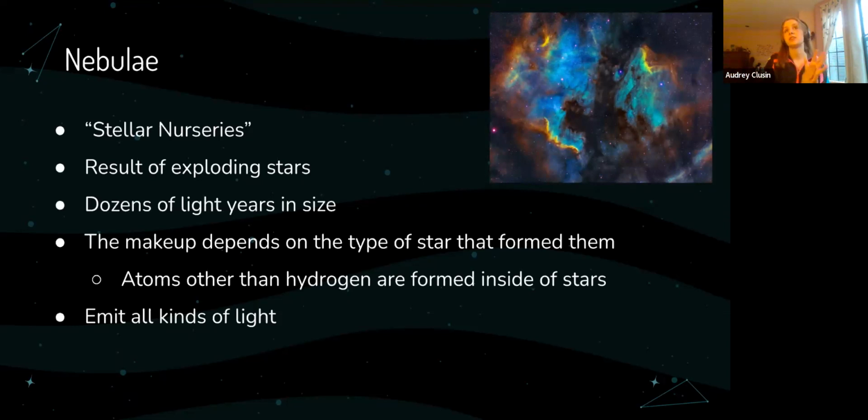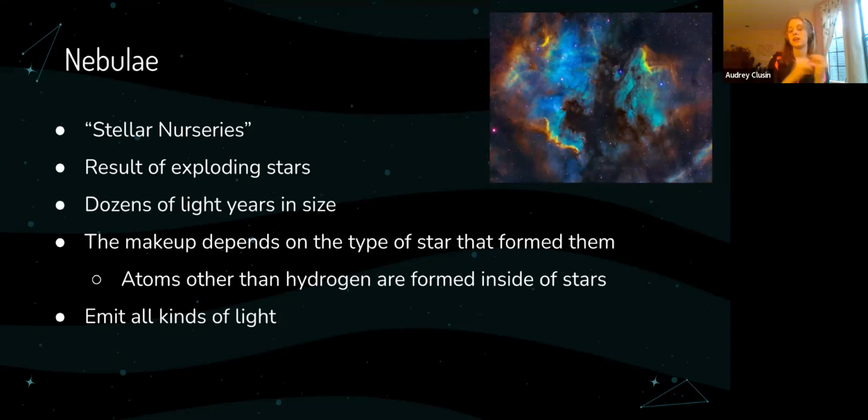I was saying a minute ago that stars tend to be about 5 light years apart. So nebulae are about the size of the distances between hundreds of stars. They are very big. Their makeup depends on the kind of star that formed them. Stars have specific elements inside of them, so when they explode, they release those elements all across their surrounding area. And that is what we call a nebula. That cloud of gas is determined by the star or anything else that ended up forming it. So atoms other than hydrogen are formed inside of stars.